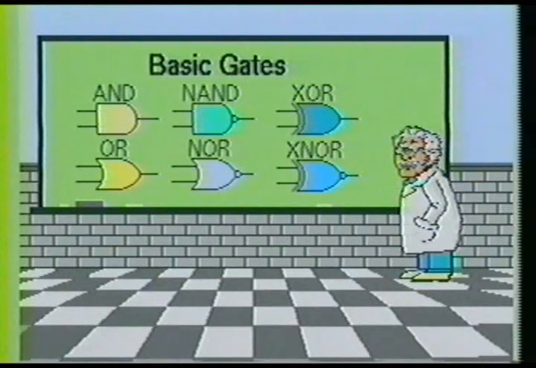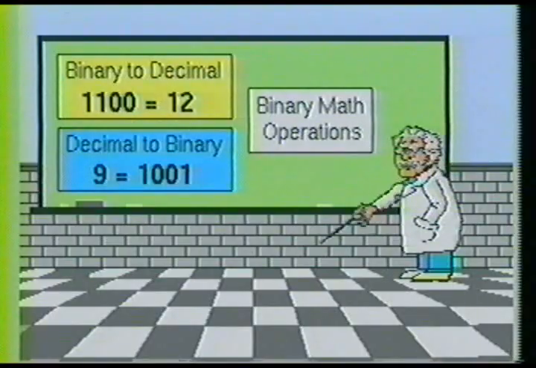This concludes our first video in the basics of digital. You have seen how the AND gate, OR gate, NAND gate, NOR gate, NOT gate, exclusive OR gate, and exclusive NOR gate function. You have also learned how to convert decimal numbers to binary and binary numbers to decimal, as well as how to add, subtract, multiply, and divide using the binary system.